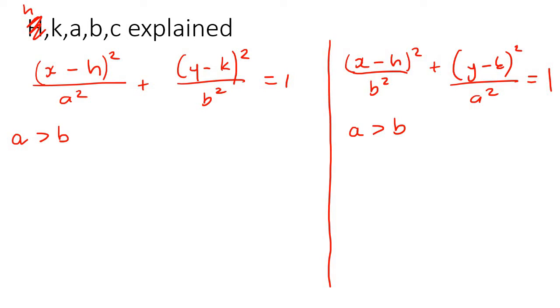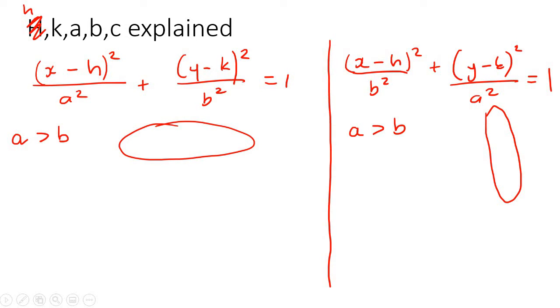Now, can you see for this one, the a we said is a bigger number. Now this a is with the x value. Can you see that? It's with the x value. What that means is that this ellipse is going to look like that. It's going to be horizontally stretched. Okay, so it's going to be that kind of shape, whereas here the a, which is the bigger number, is with the y, so this one is going to be vertically stretched. Okay, that's the first important thing I want you to understand.